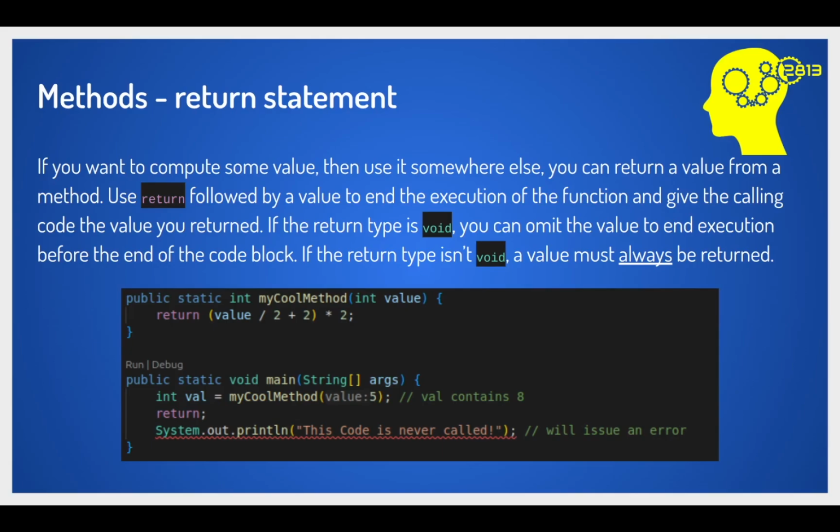If you have any code after a return statement, it will not get called. The method will end execution immediately when a return statement is called. For example, this line of code right here will never run because it returns before. And Java will actually issue an error if you have code that is impossible to reach.